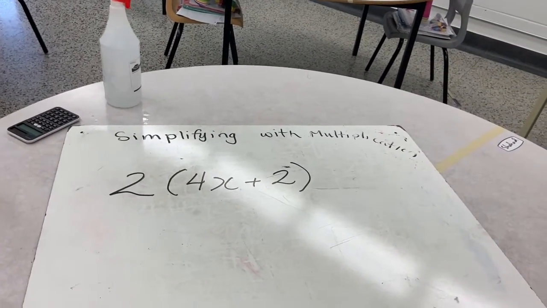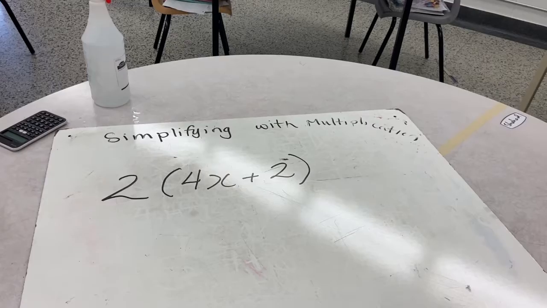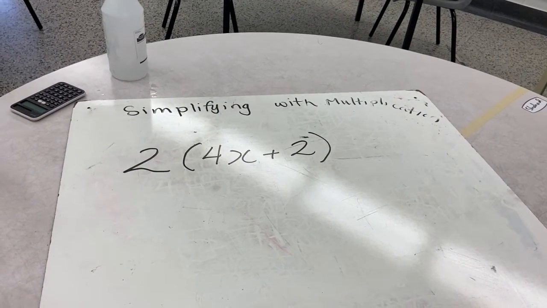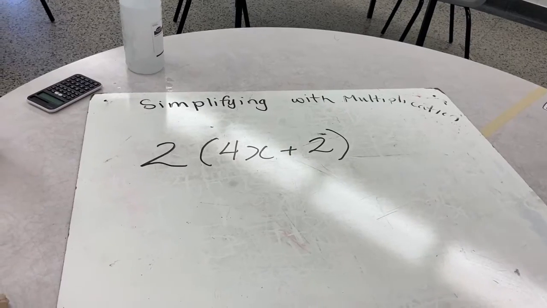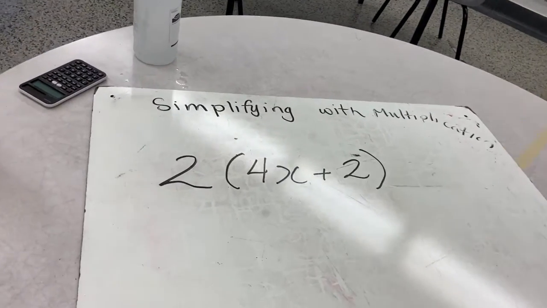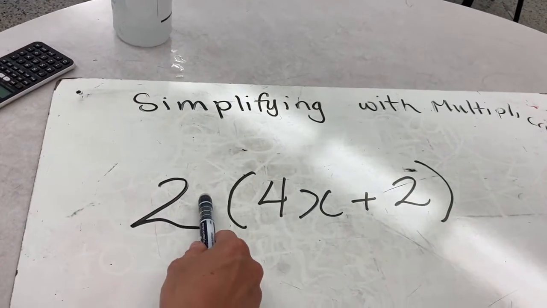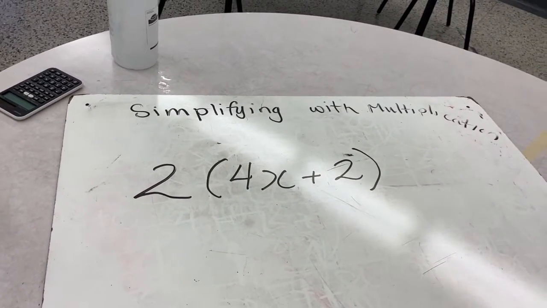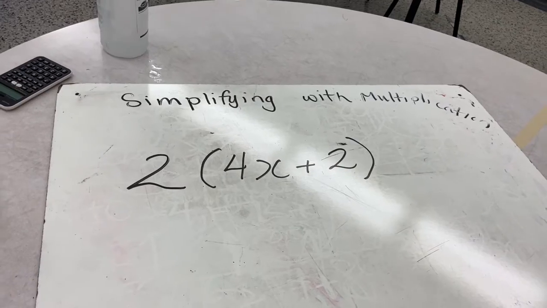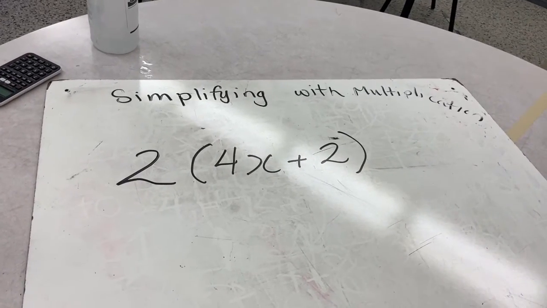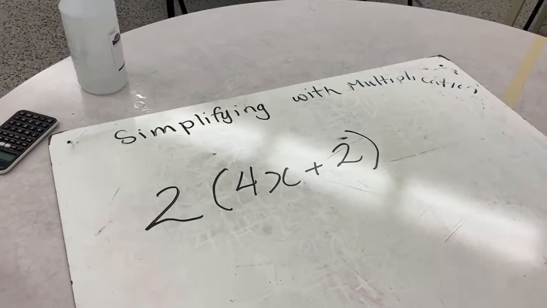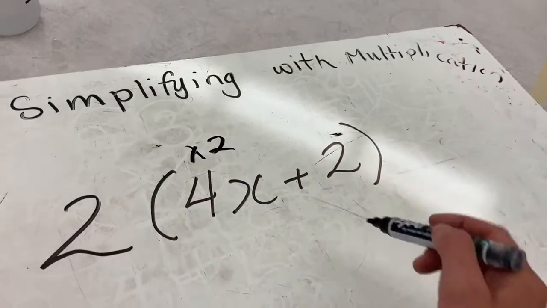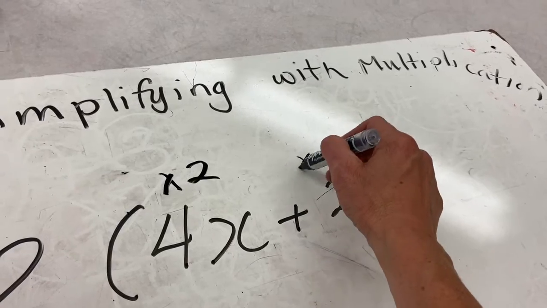I agree, there's an addition sign between the 4x and the 2, but there's also an invisible multiplication sign. So there is an invisible multiplication sign right here. When the 2 is right next to the bracket, it means 2 times whatever is in the bracket. So I want to multiply the 4x times 2, and I want to multiply the 2 times 2.